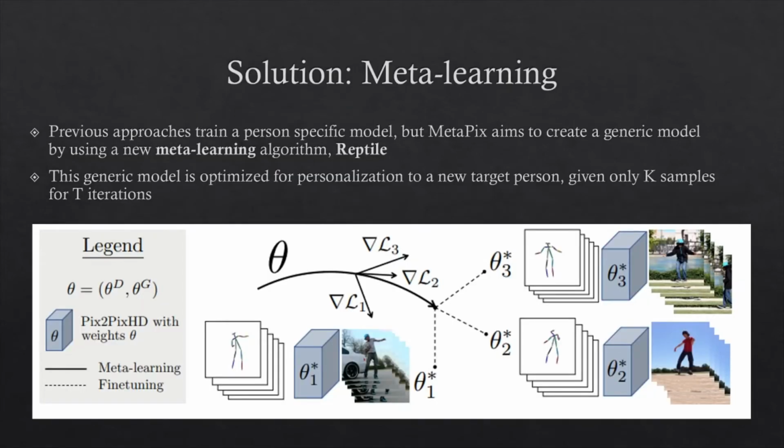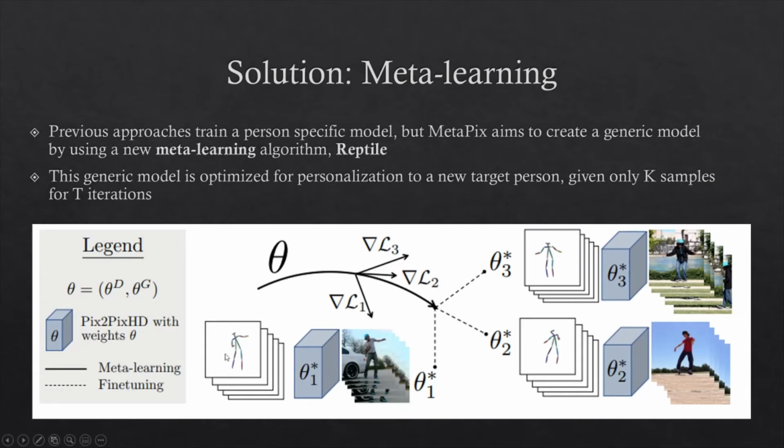So now we can talk about the solution to reducing the data requirement, which is meta-learning. The previous two approaches train a person-specific model, but MetaPix aims to create a generic model by using a new meta-learning algorithm called Reptile. This generic model is optimized for personalization to a new target person, given only K samples for T iterations.